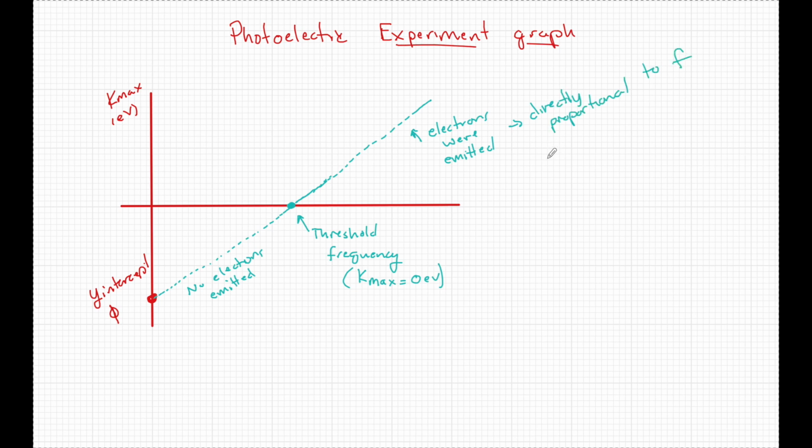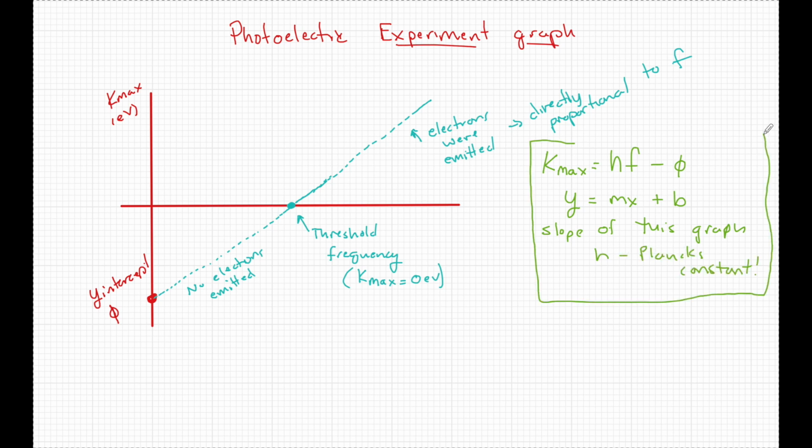Now some things to note. Remember I just said this. Kmax was really equal to hf minus the work function, right? I just derived this just a second ago, something that's very, very important for us to understand. This is set up as y equals mx plus b. So we see that the slope of this is what, guys? Is h, Planck's constant. That is something very, very important to talk about the parts of this graph.